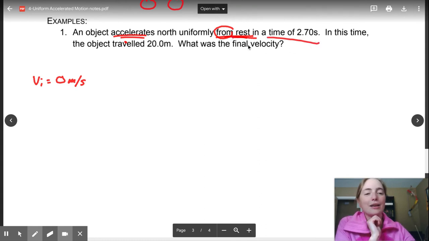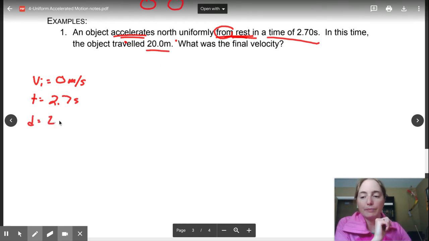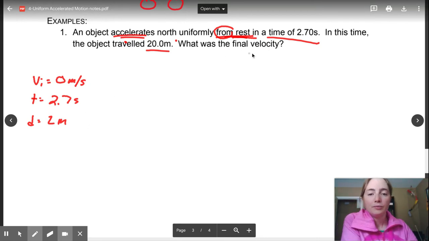In a time of 2.7 seconds, the object traveled 2 meters. Well, that's its displacement. It's going 2 meters north. What was the final velocity? Well, Vf equals question mark.